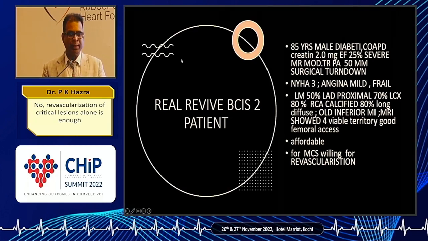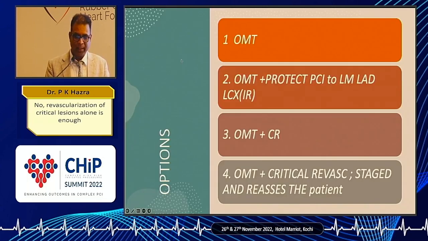So let's talk about the real REVIVED-BCIS2 patient: 85-year-old male, diabetic, COPD, creatinine 2, ejection fraction 25%, severe MR, moderate TR, high PA pressure, surgically turned down, NYHA class 3, angina mild, a frail candidate. Left main 50% calcified, proximal LAD 70%, circumflex 80%, RCA calcified 80%, long diffuse, old inferior MI that could be causing mitral regurgitation. MRI showed 4 viable territories, good femoral access, affordable, willing for PCI, willing for MCS, and complete revascularization.